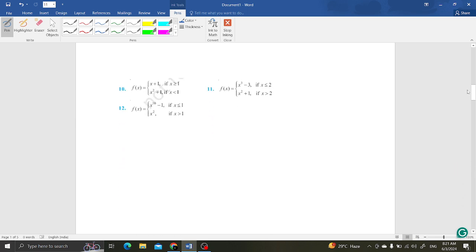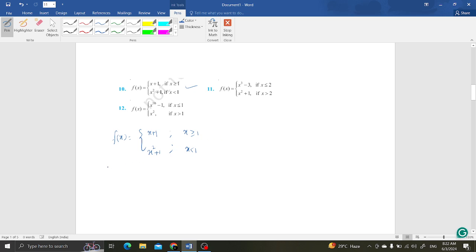See, the 10th question says f of x equals x plus 1 if x is greater than or equal to 1, and if x is less than 1, then we have this one function. Okay, so of all the three questions I will do the first one; the rest you need to do because all have the same procedure. Here they are saying to discuss the continuity of this function. So f of x is equal to x plus 1 if x is greater than or equal to 1, and if x is less than 1, then we have x square plus 1.